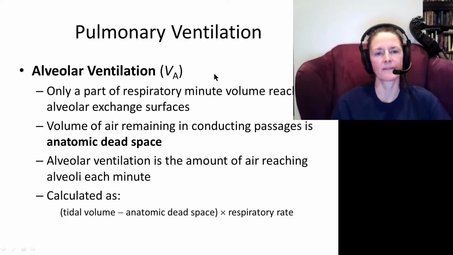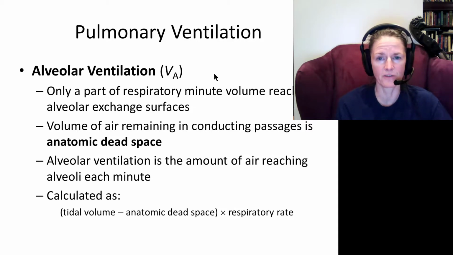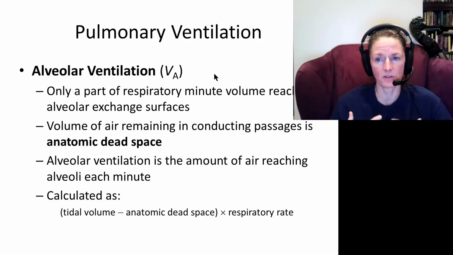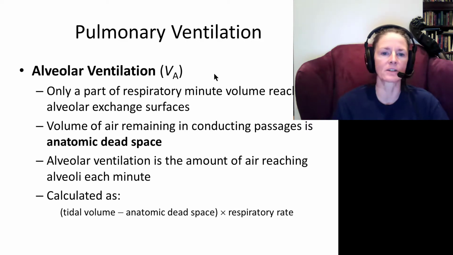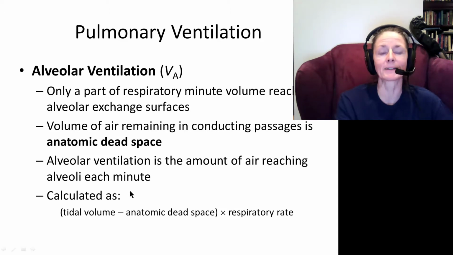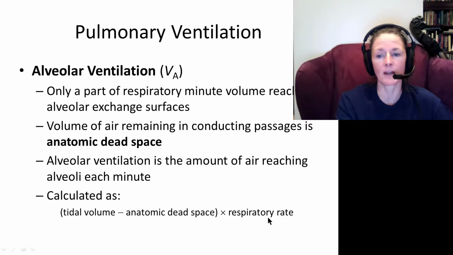And then we also have the alveolar ventilation. This is the part of the respiratory minute volume that actually reaches those alveolar exchange surfaces. Remember, a lot of the air that you breathe in is going to be stuck in the conducting passages. That's what we call the anatomic dead space, because no exchange of gases occurs in that conducting passageway. So the alveolar ventilation is the amount of air actually reaching the alveoli each minute. This is basically the difference between the tidal volume and the anatomic dead space, times the respiratory rate.